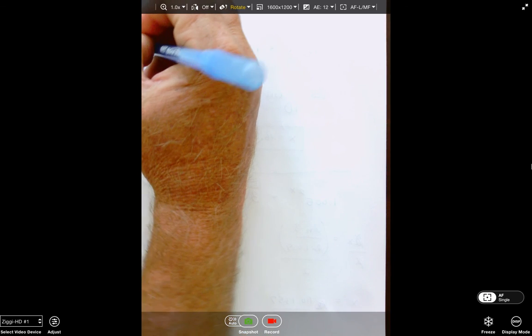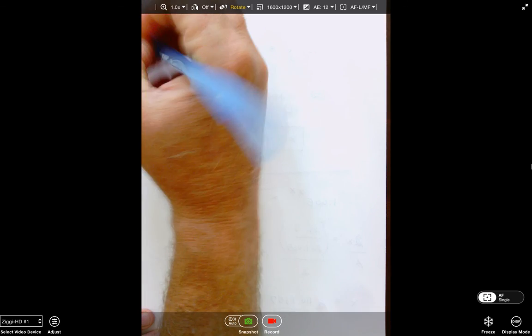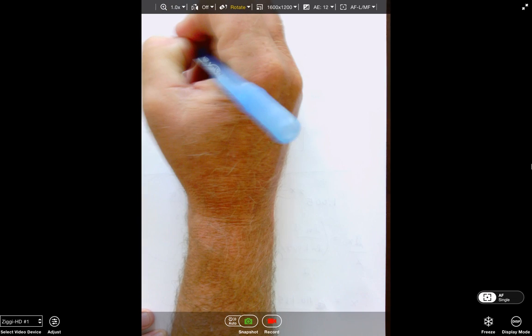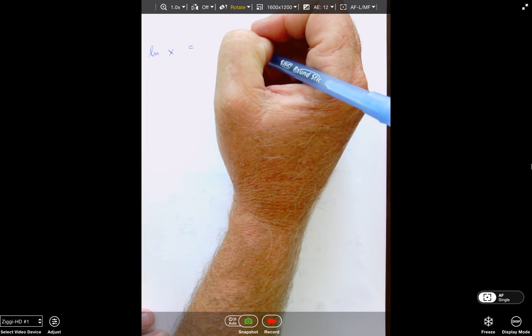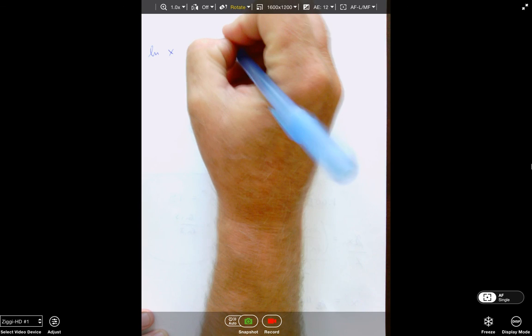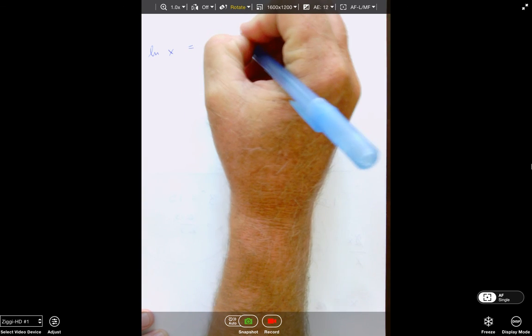Guys, one more and we'll be done. Let me see if I can come up with something that's really fine and dandy. Natural log of x equals negative 1.8879.